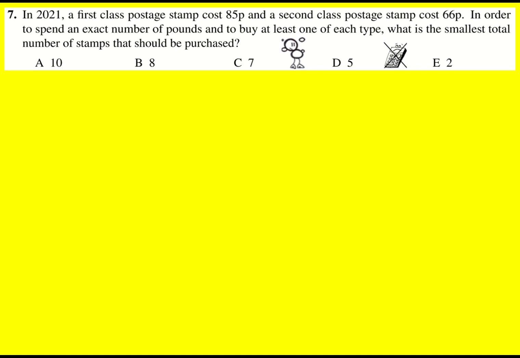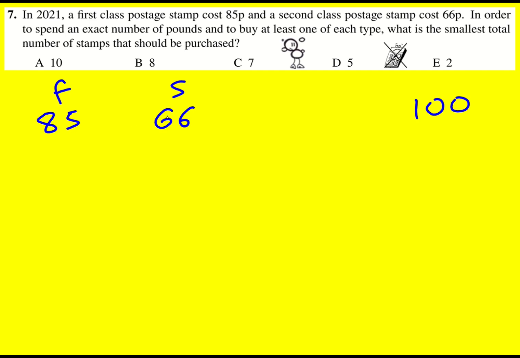Let's talk about two different ways of doing this question. So we've got that the first class stamps are 85p and the second class is 66p. We're going to buy some number of each because we're buying at least one of each type. And when we buy them, we have to spend an exact number of pounds. So that is, it's going to be a multiple of 100 pence.